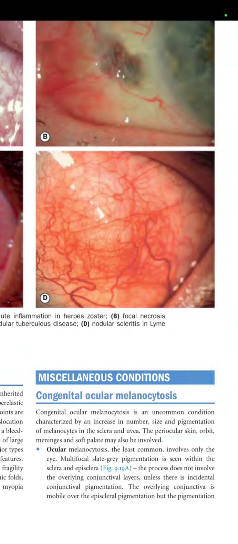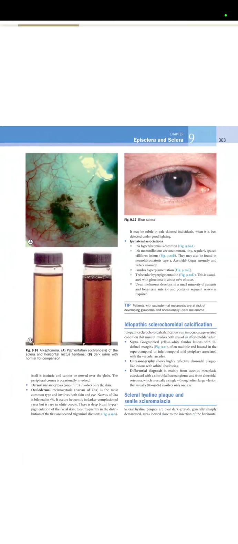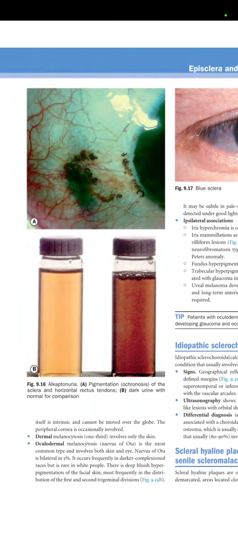The periauricular skin, orbit, meninges, and soft palate may also be involved. Ocular melanocytosis, the least common, involves only the eye. Multifocal slate gray pigmentation is seen within the sclera and episclera. The process does not involve the overlying conjunctival layer unless there is an incidental conjunctival pigmentation. The overlying conjunctiva is mobile over the episcleral pigmentation, but the pigmentation is itself intrinsic and cannot be moved over the globe. The peripheral cornea is occasionally involved.